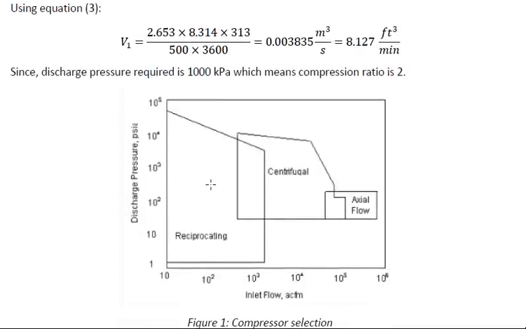Using this volumetric flow rate, we can determine the type of compressor. For that we need the discharge pressure and inlet flow rate. We know that the inlet flow rate is 8.12, which is somewhat closer to this value, 10. We can take it as 10, and the discharge pressure is 1000, which is this value. From here we can determine that the right type for our process is a reciprocating compressor.